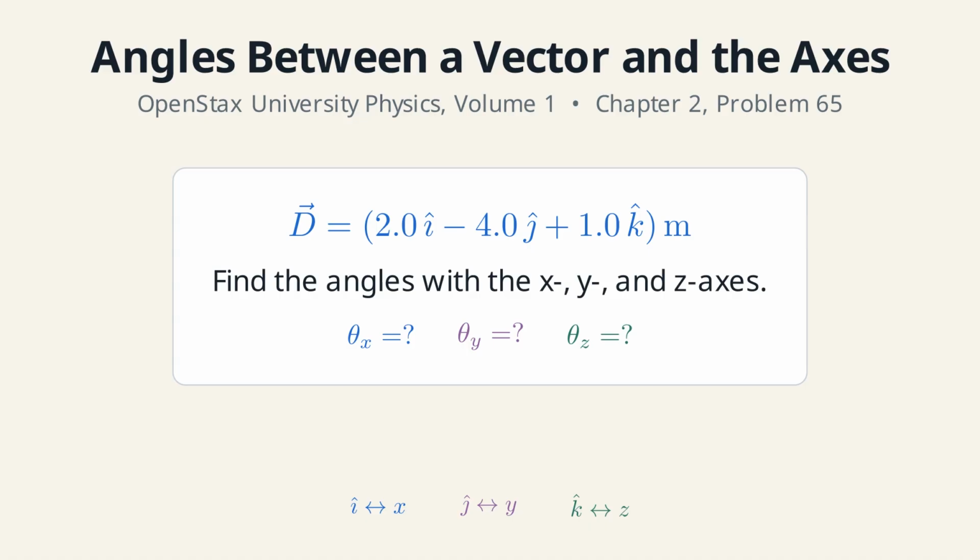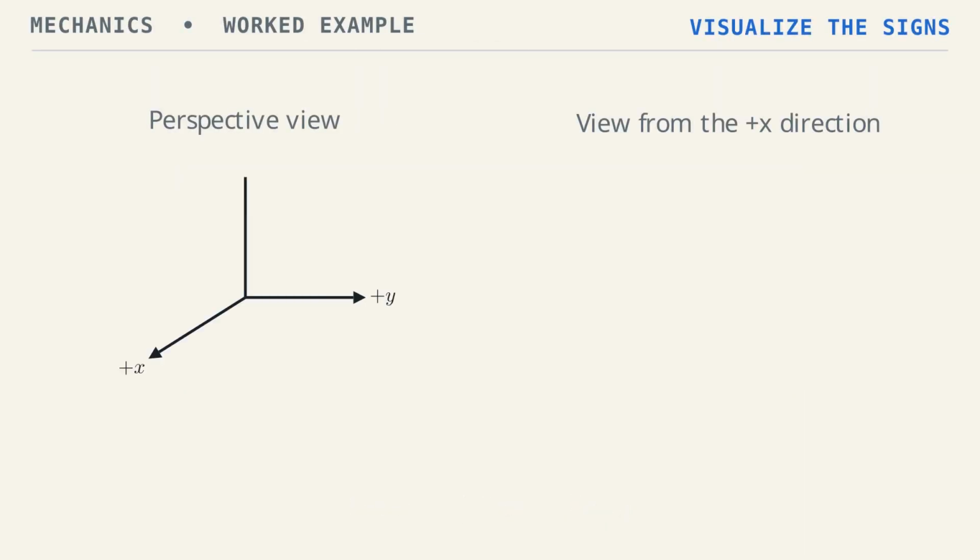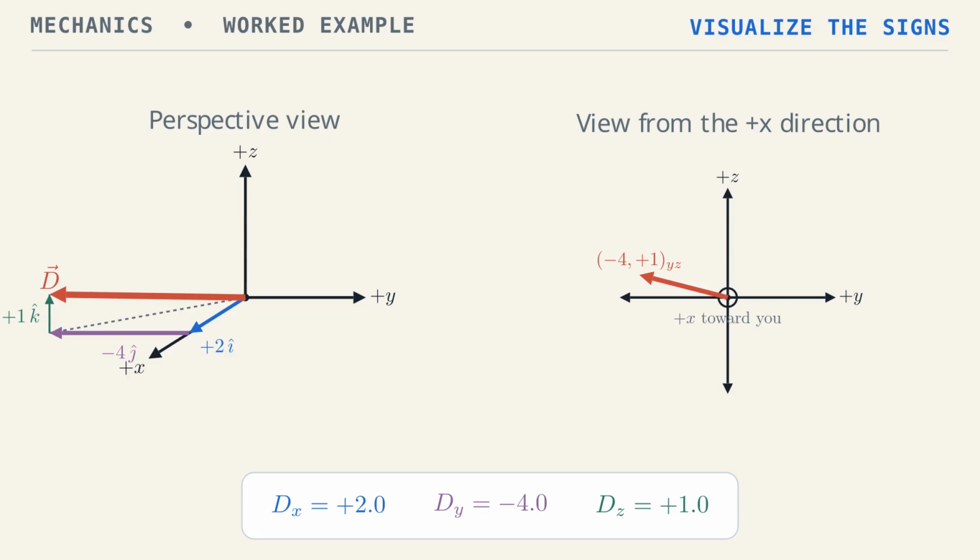A three-dimensional drawing is helpful for checking signs, but perspective drawings are not precise enough to measure these angles. We will use the drawing for meaning and the dot product for calculation. Draw a right-handed set of axes and track the component signs.